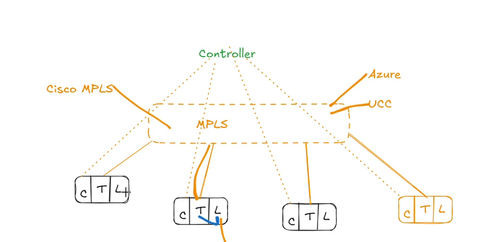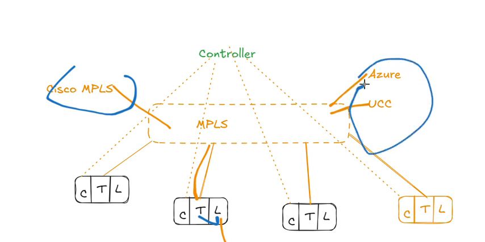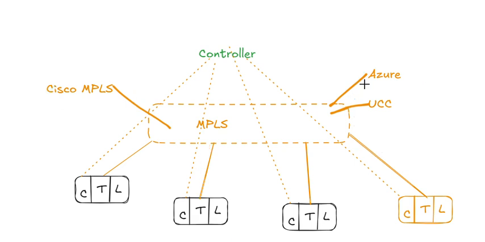We have to find a way to introduce these Cisco MPLS, Azure and UCC routes in the SD WAN fabric, and that's possible with the help of this device called SD WAN Gateway. Now this device is managed by the provider and it's hosted in the provider environment, but when we onboard a customer onto this device, it acts as just another site of the customer.